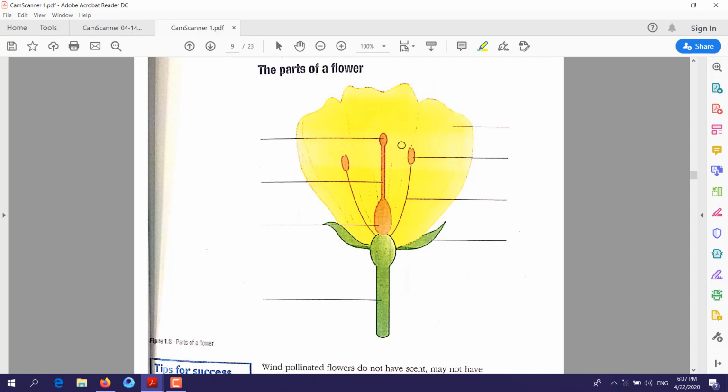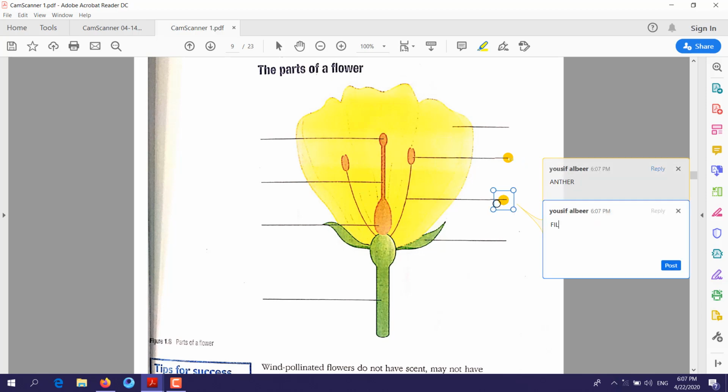If we come to the male reproductive organ, this part we call anther. This part, the second one, we call filament. So, the male reproductive organ consists of two parts. The upper one we call anther, and the second part we call filament.